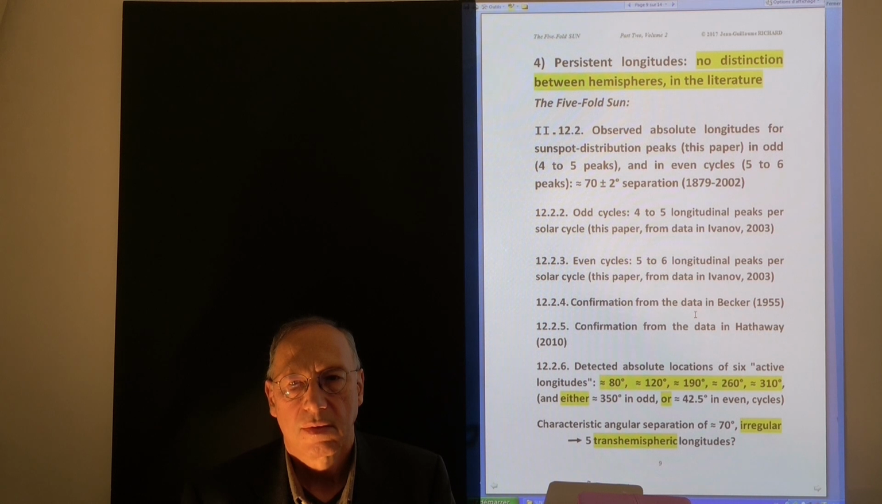And perhaps we have to assume that the persistent longitudes are transhemispheric, which would reconcile the two findings. We don't know because in the literature, unfortunately, there is no distinction in the data sets and in the results between North and South Hemisphere. So we have to turn to other parameters, other concepts to try to sort out this problem.